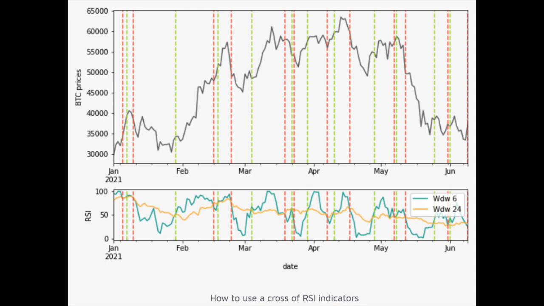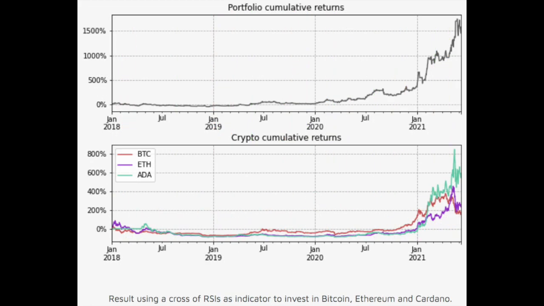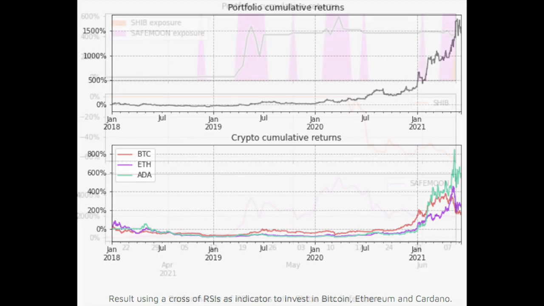Now the performance has improved compared with using a single RSI indicator because the methodology has detected the uptrends pretty well. However, the result has a high volatility, which is difficult to put up with if you're risk averse.